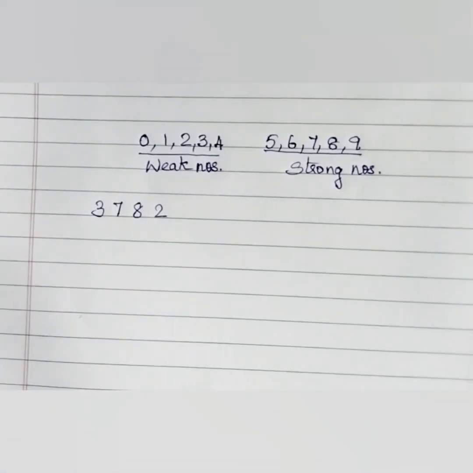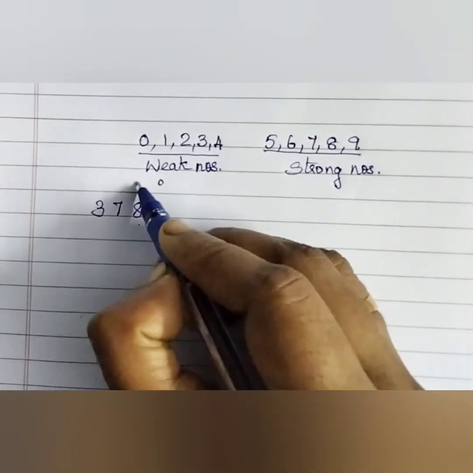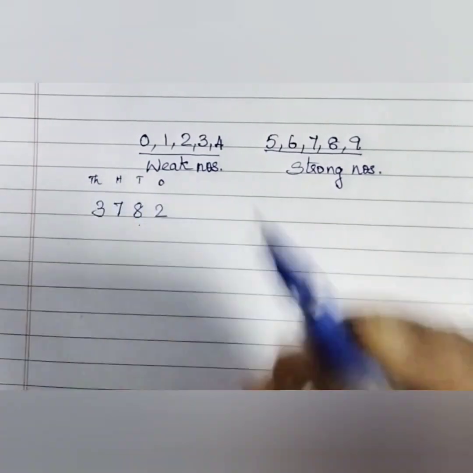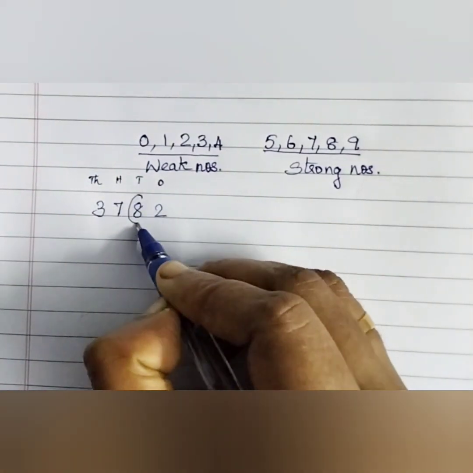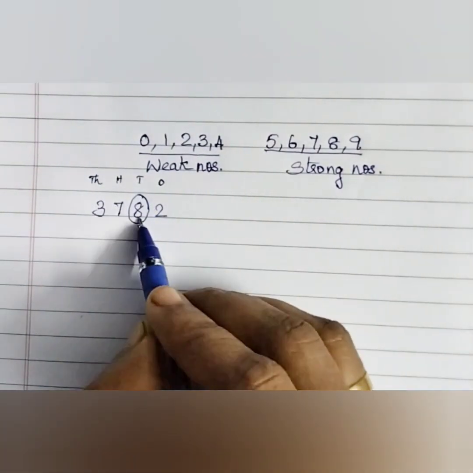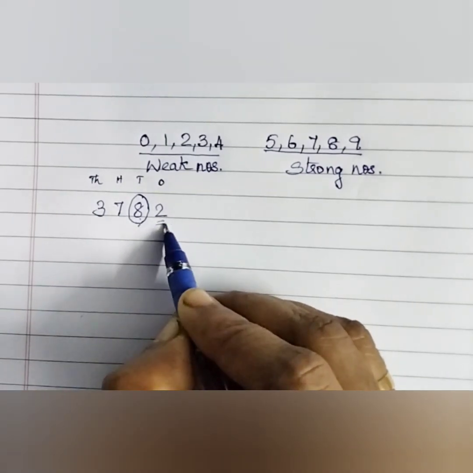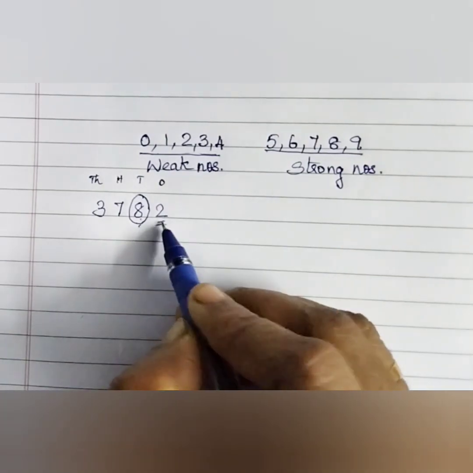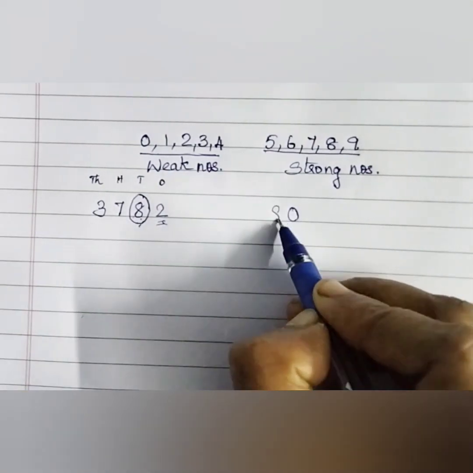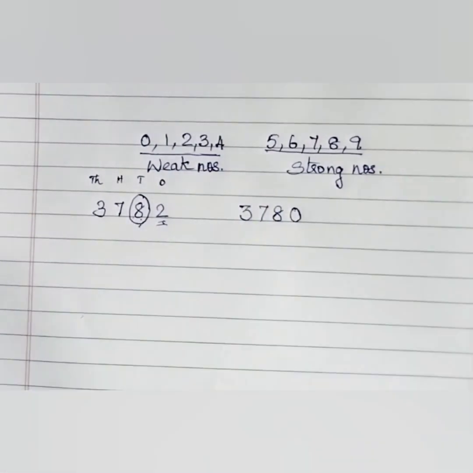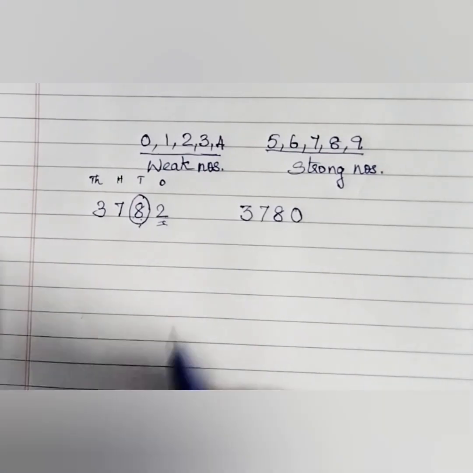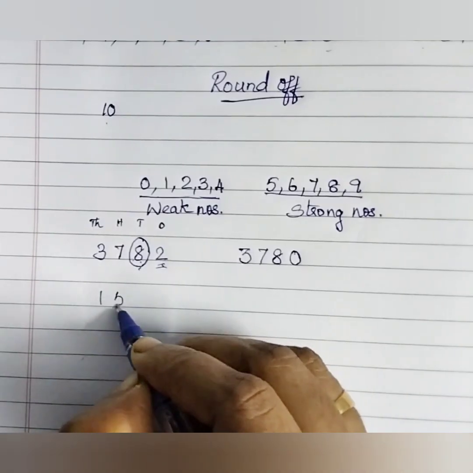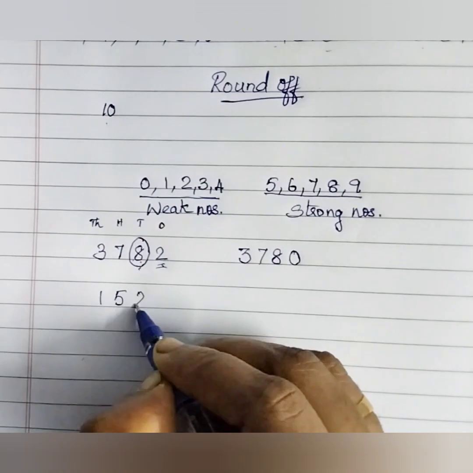Our next question is 3782. The digit to be rounded here is 10. So the 8 is at the tens place. Look at the right, it is 2 and it comes under weak number. So what we are doing? We are replacing 2 by 0 and 8 remains the same, 3780.